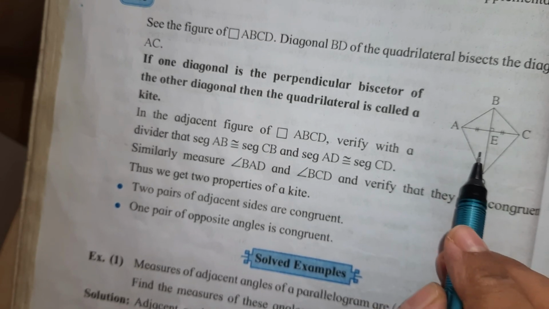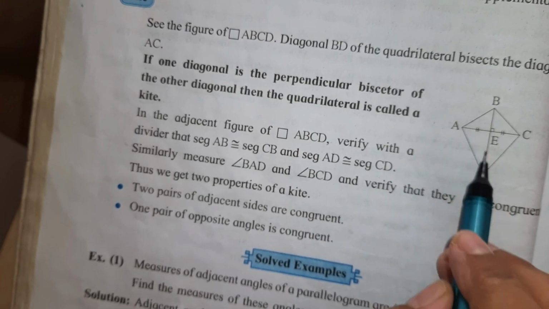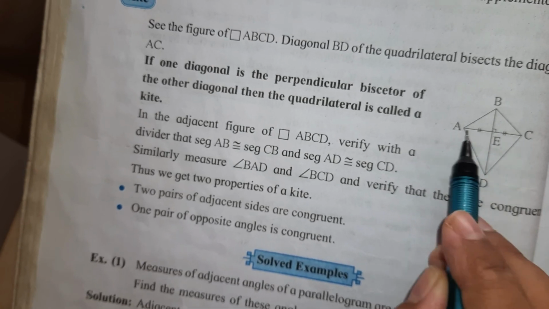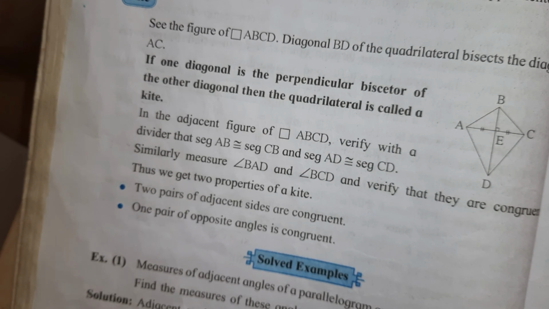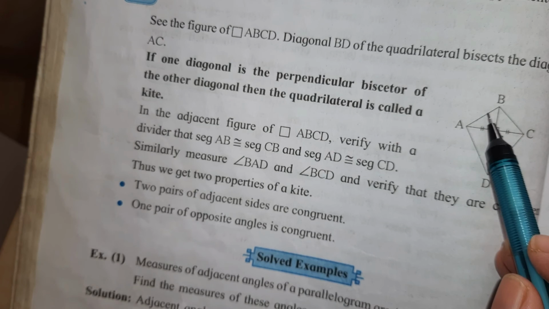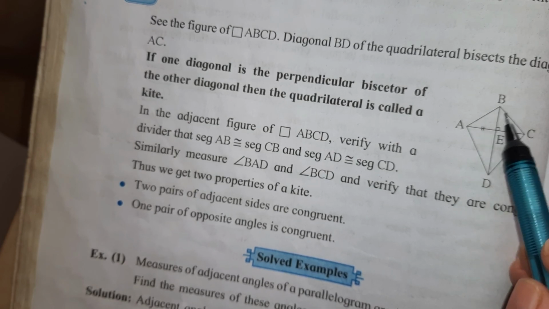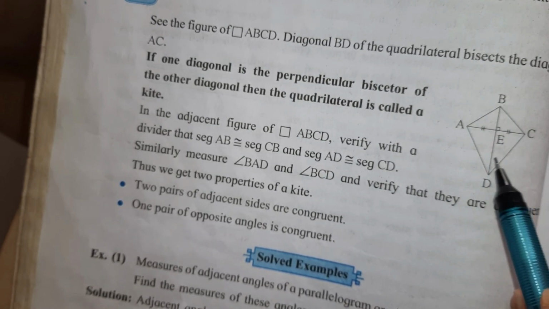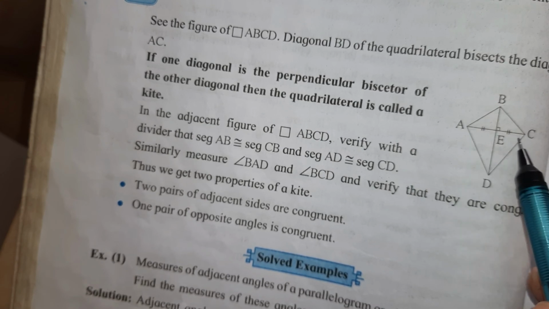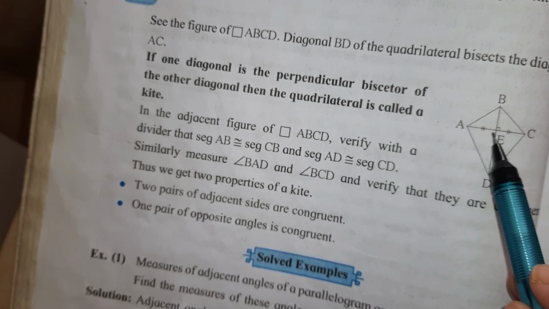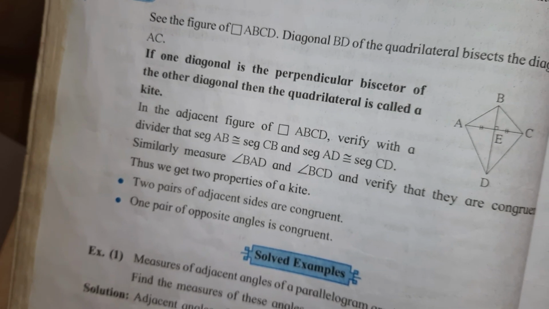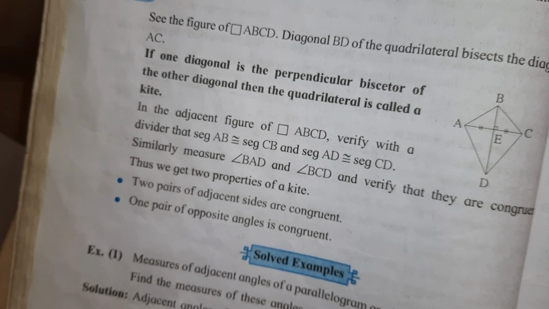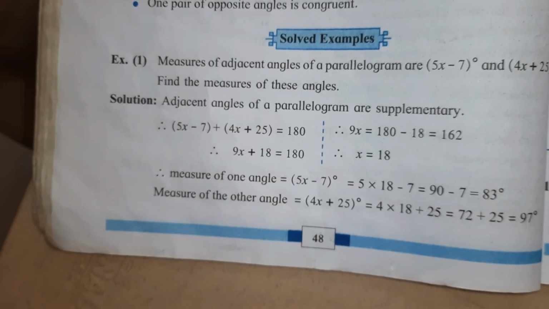So a kite means what? If one diagonal is the perpendicular bisector of the other, then such a quadrilateral is called a kite. And there are two properties. This pair of adjacent sides is congruent and this pair of adjacent sides is congruent. And one pair of opposite angles is congruent, means angle A and angle C are congruent. Now, let's see some examples.